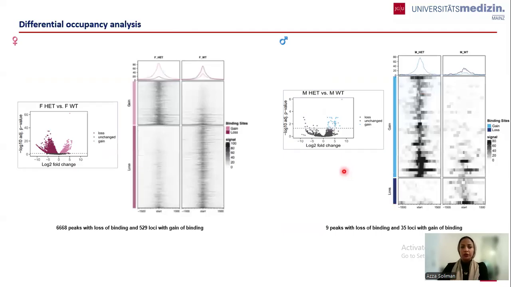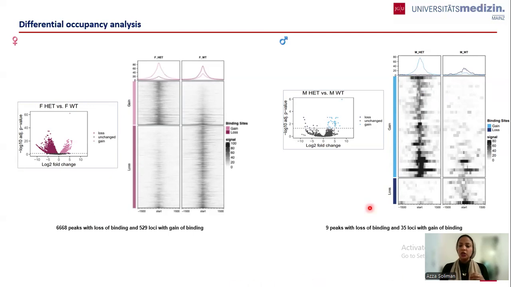When we look at the differential occupancy analysis, you could see that in the female mutant cell lines almost 6,608 peaks lose binding, and around 500 loci gain binding. This shows how the mutation in the N-terminus affects the ability of POGZ to bind the DNA and different genes.